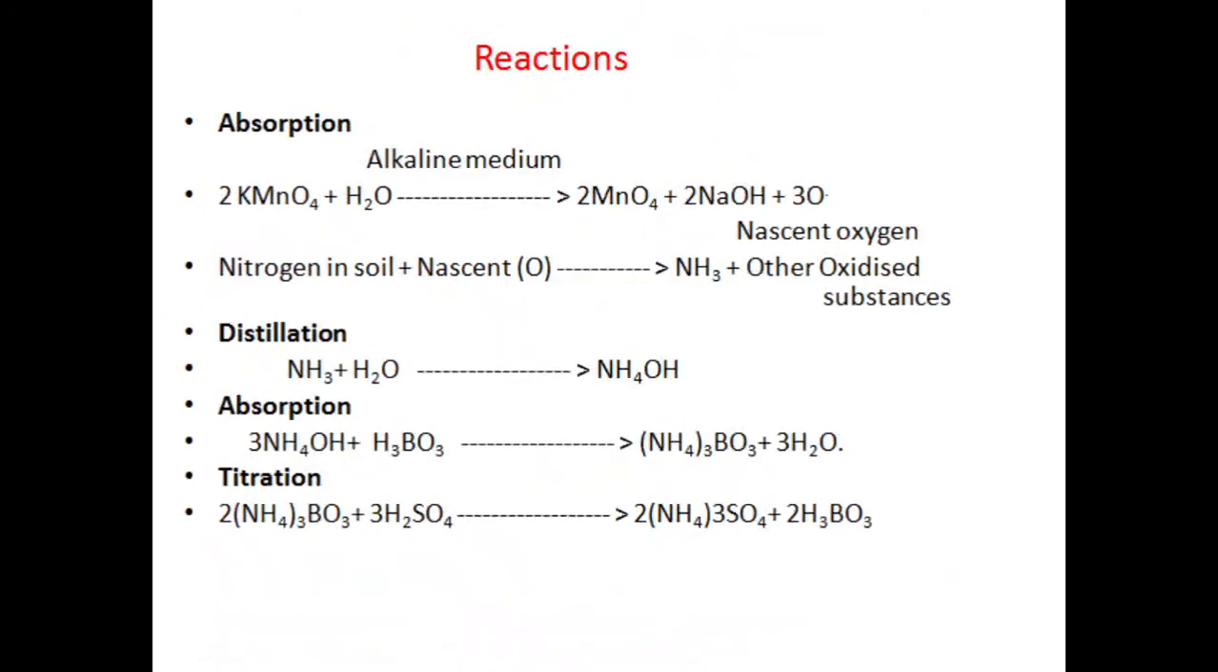Okay, now these are the reactions that are taking place here. First, as an oxidizing agent, KMnO4 releases nascent oxygen. The nascent oxygen reacts with the nitrogen in the soil to form ammonia and other oxidized substances. This ammonia with the water will form ammonium hydroxide, and that ammonium hydroxide reacts with the boric acid to form ammonium borate. The ammonium borate reacts with sulfuric acid and is converted to ammonium sulfate. When it is completely reacted, the color change occurs and you can note down the titer value.